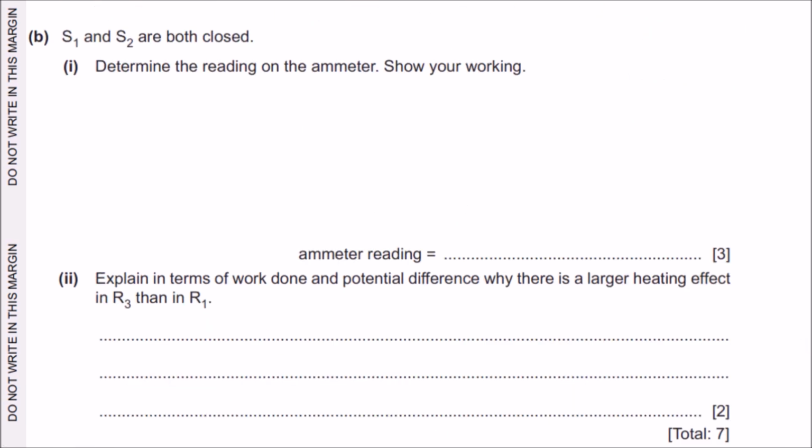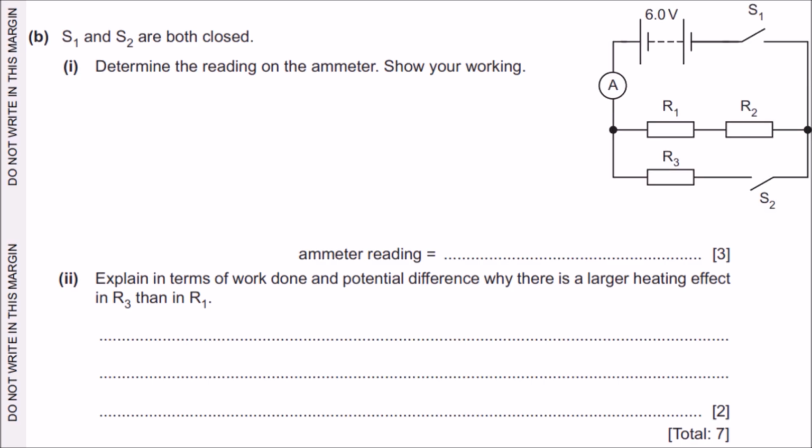Part B reads, S1 and S2 are both closed. Determine the reading on the ammeter. Show your working. So let me recall the circuit. We are now saying S2 is closed, meaning we now have 2 loops. The upper loop where current is flowing, and the lower loop where also current is flowing.